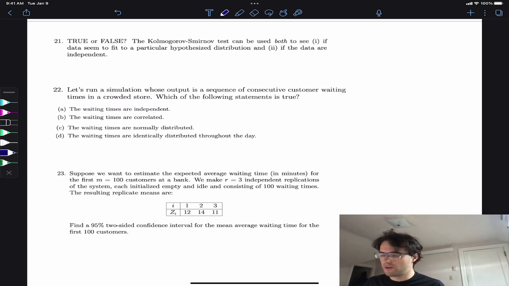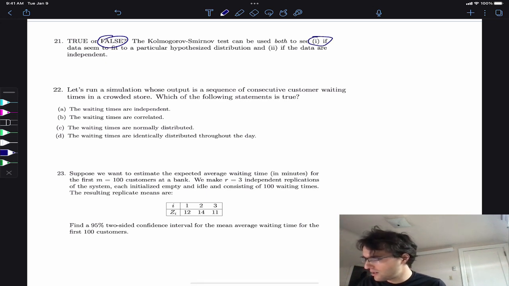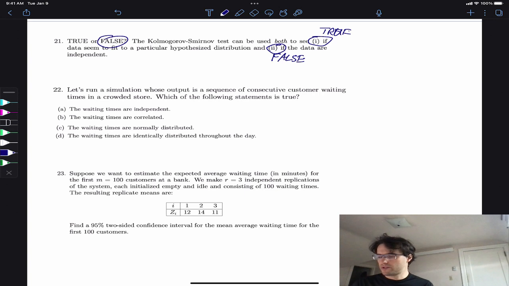Question 21, true or false? The Kolmogorov-Smirnov test can be used both to see if, 1, data seem to fit a particular hypothesized distribution, and 2, if the data are independent. So this is false because the KS test is only used to determine goodness of fit. The first one is true, but 2 is false. It's not an independence test at all. So that's a pretty straightforward one.